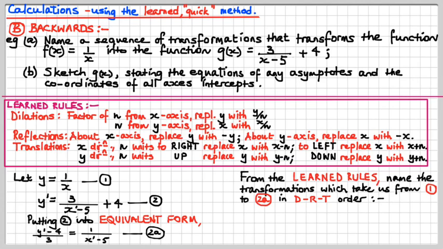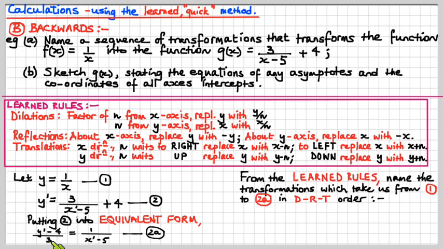Dilations, reflections, translations. So can you see any dilations anywhere? Now remember, this is the Dr. T technique, so everything's backwards. So this means a dilation of a factor of 3 from the x-axis. That's right. That's the dilation.